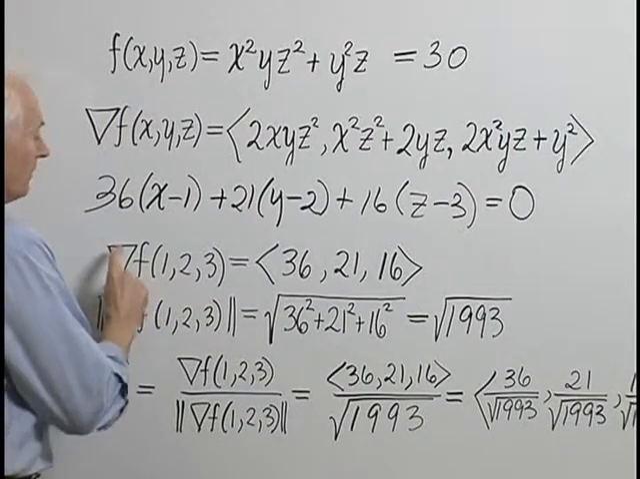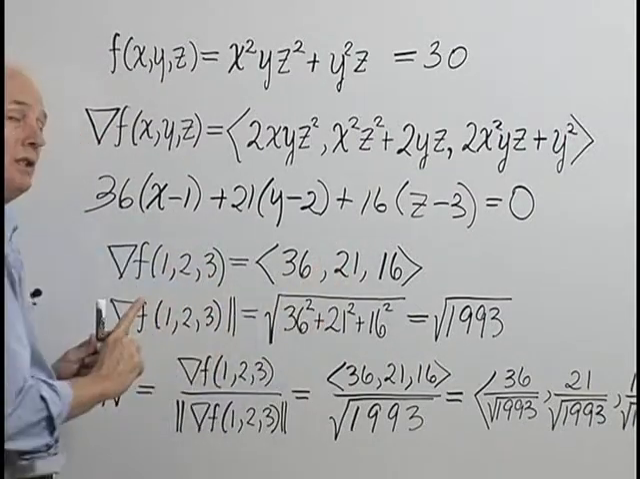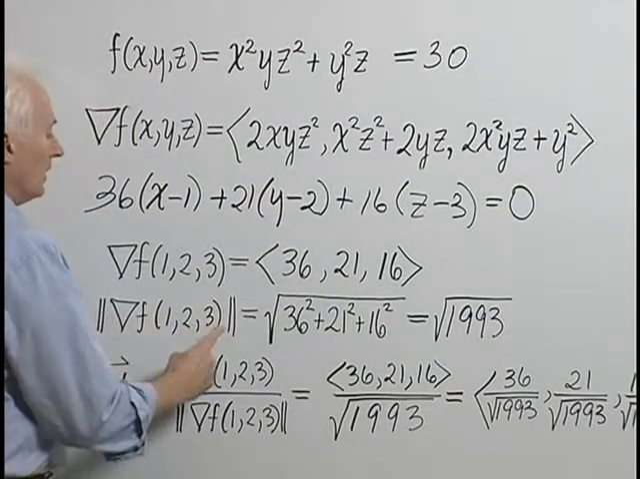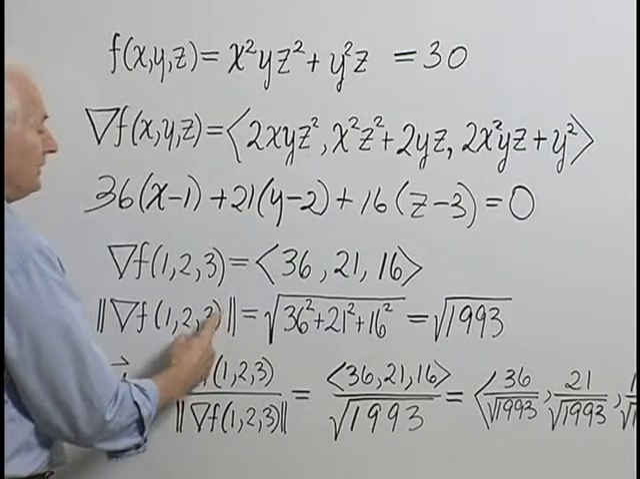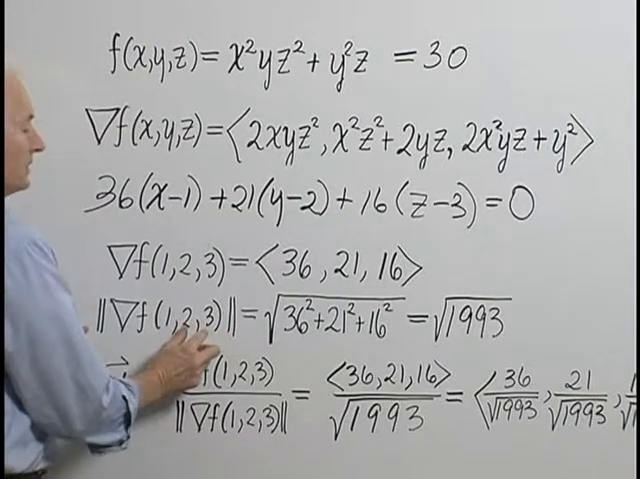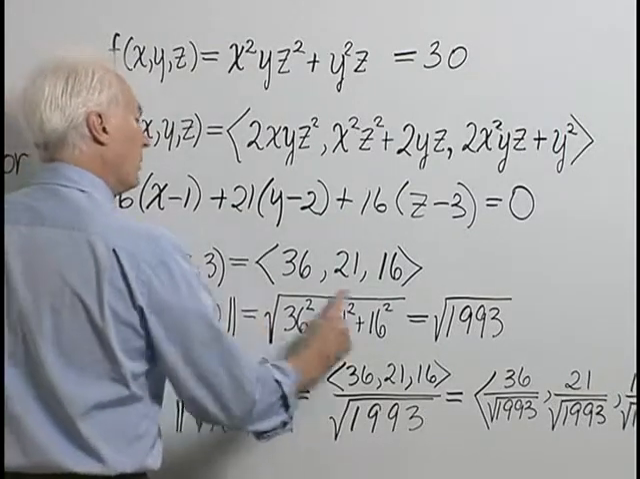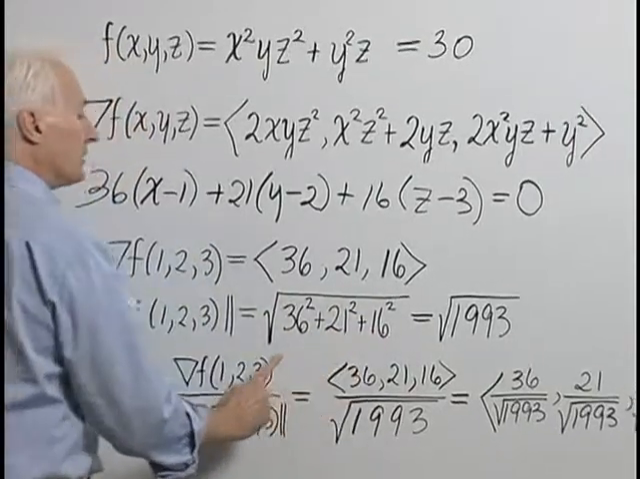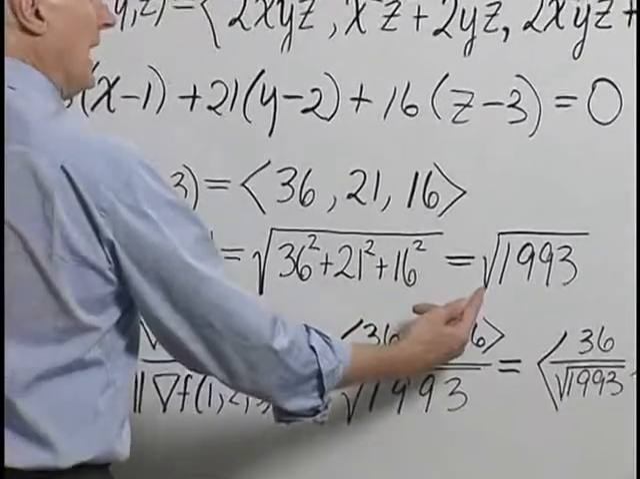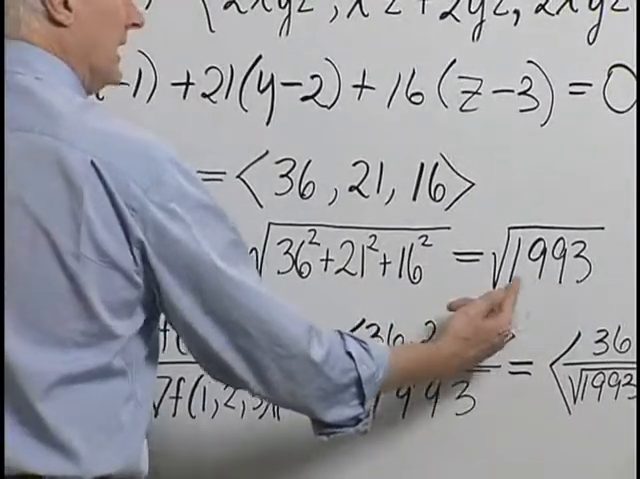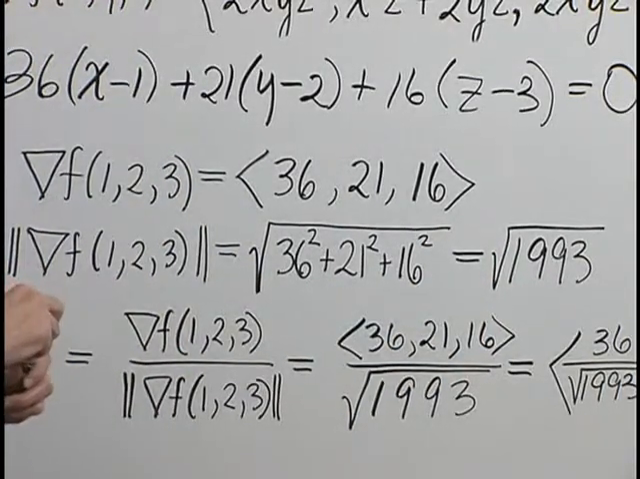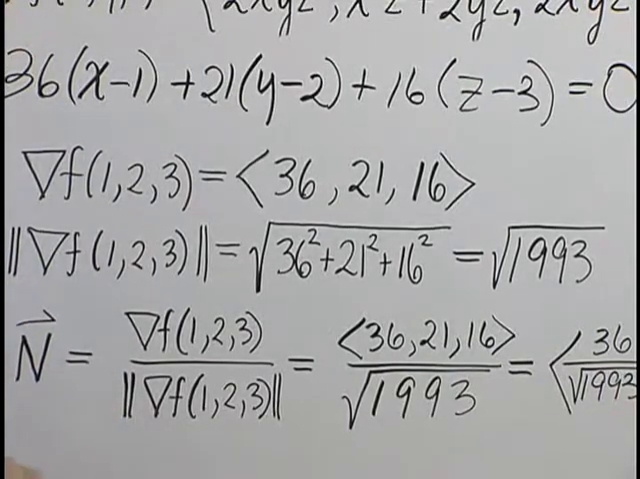Now, proceeding from this gradient vector, since we know it's normal to the surface at the point 1, 2, 3, to get a unit vector, we simply have to compute its length and divide the gradient by its length. So the length of the gradient vector at the point 1, 2, 3 is just the square root of the sums of the squares of its components. So square root of 36 squared plus 21 squared plus 16 squared. And we add those up and we get 1993. So the square root of 1993 is the length of this gradient vector at the point 1, 2, 3.